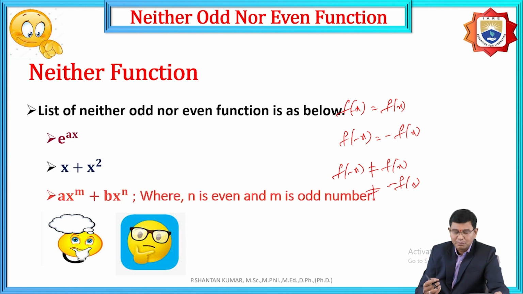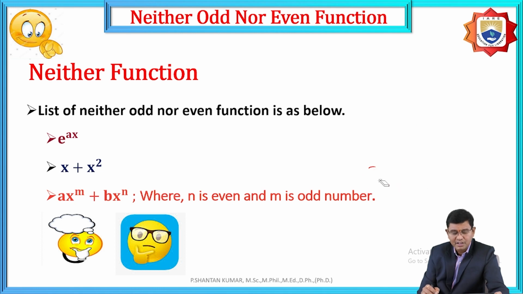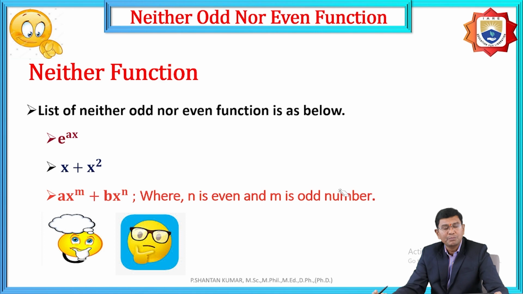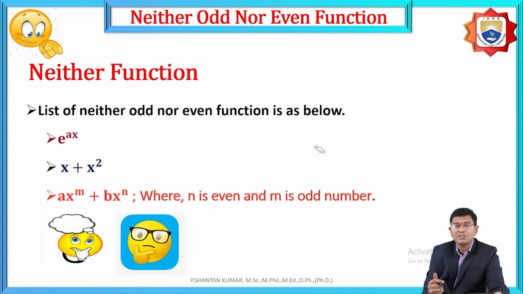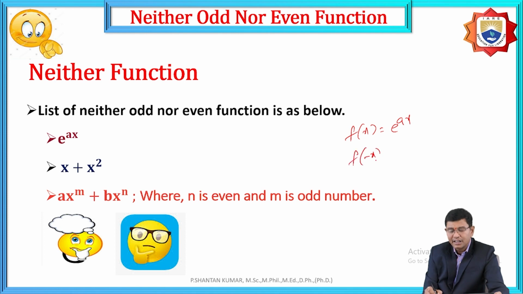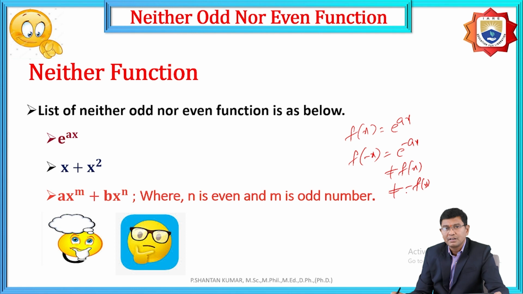These are some examples of neither functions. For example, consider e power ax. Here f of x is e power ax, and by the definition, if we replace x by minus x, f of minus x is e power of minus ax, and it is not equal to f of x or to minus f of x. The condition is not satisfied. Therefore, this function is a neither function.